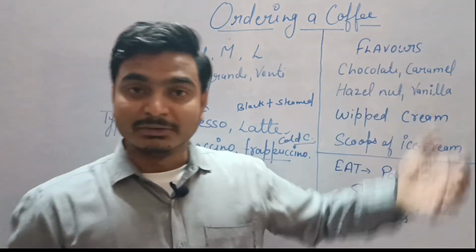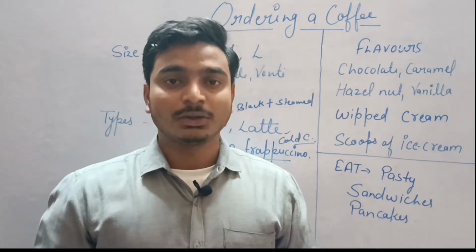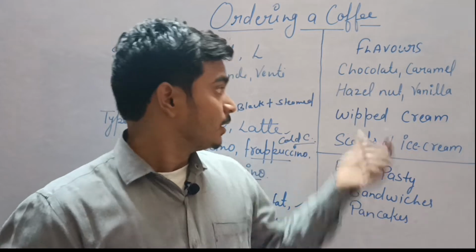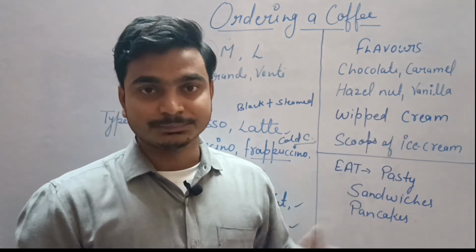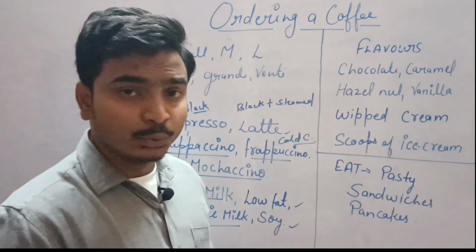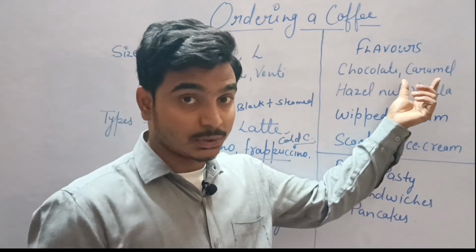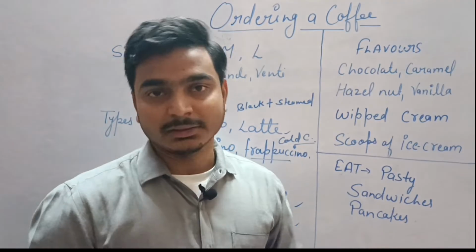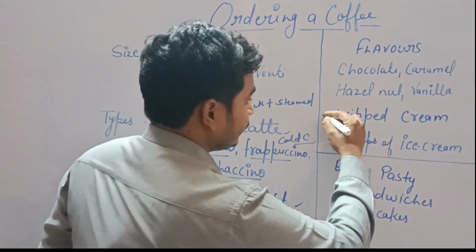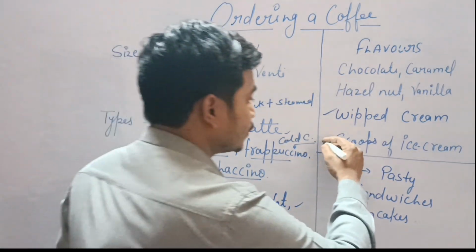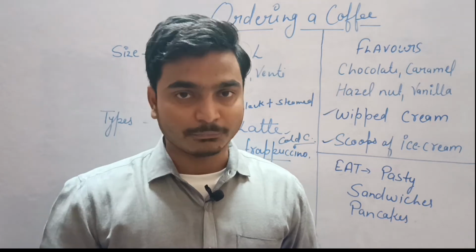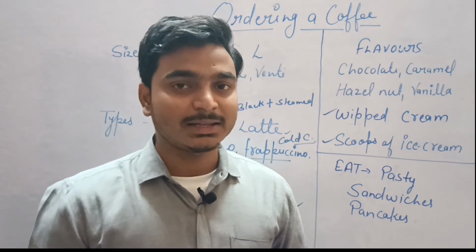Now, what kind of flavors do we add in our coffees? First ones are chocolate, caramel, hazelnut and vanilla. Chocolate flavor is known to all of us. Then caramel is also a flavor. Hazelnut and vanilla are also good. Now, whipped cream and a scoop of ice cream. These two things we can also add to our coffees to make them tasty and lovely.